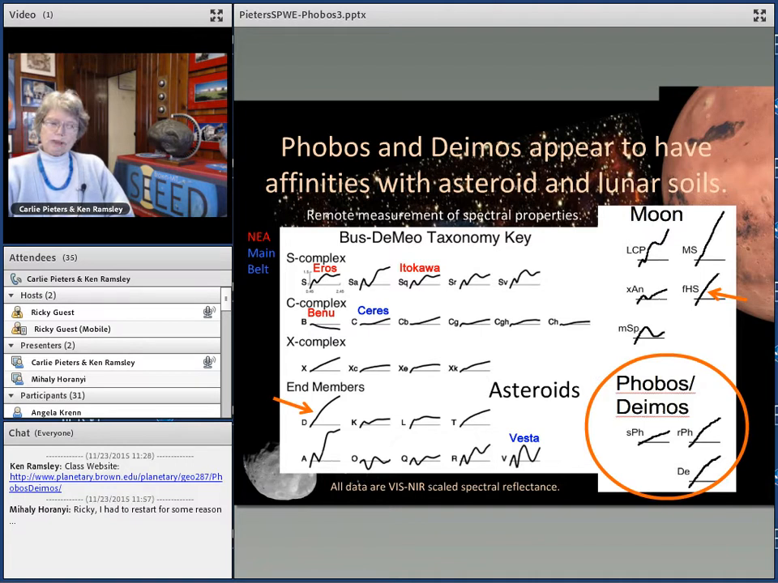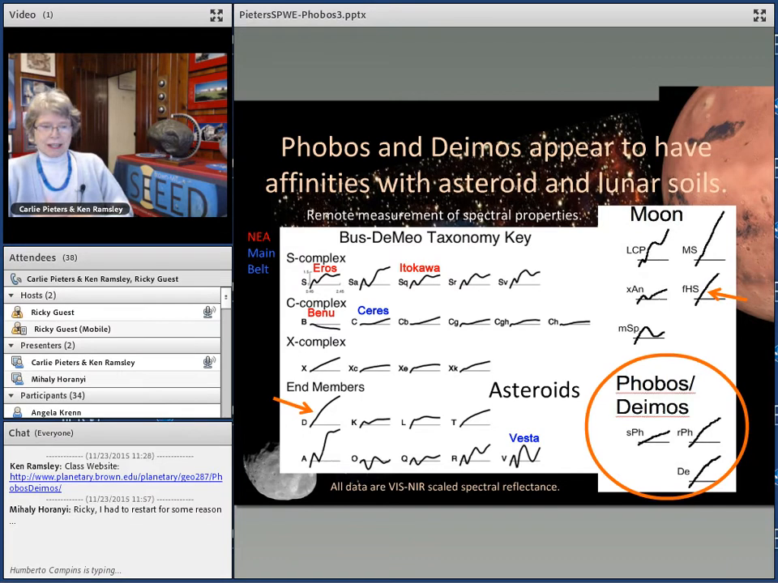However, you notice there are asteroids that look very similar to the overall spectra of Phobos and Deimos. I show one on the left there, the D-type asteroids, which again is a featureless spectrum, has this red slope. For all the world it is very comparable to what we see on Phobos and Deimos, as are highly space-weathered soils, well-developed soils on the moon, which is what's shown in the upper right.